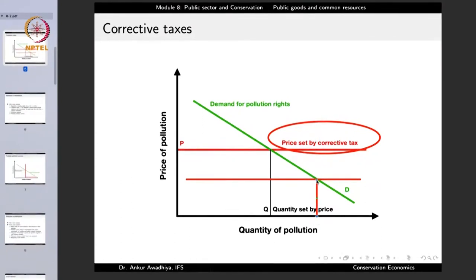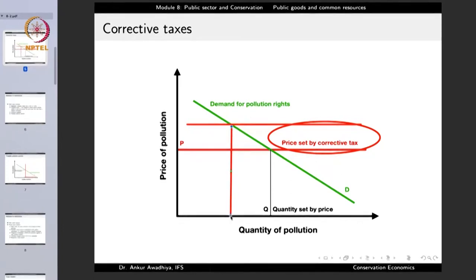So at this low a price, when the price is low, then greater quantity is demanded. When the price is high, then a lesser quantity is demanded. So in this way, by setting a price through the corrective taxes, the government can regulate the quantity of pollution that is being spread into the environment.